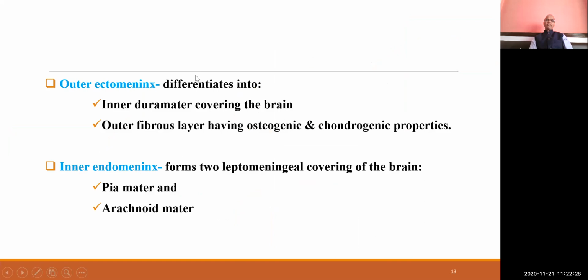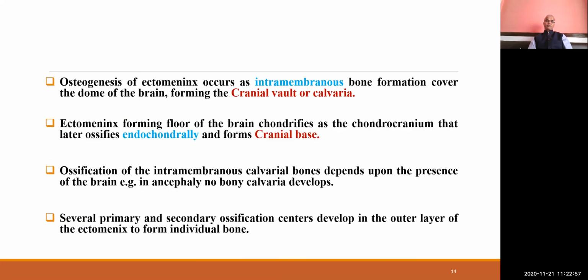So the outer ectomeninx differentiates into the inner dura mater covering the brain and an outer fibrous layer, which has osteogenic and chondrogenic properties and gives rise to the skull, the base of the cranium and the cranial wall. And the inner endomeninx forms the two leptomeningeal coverings of the brain, the inner pia mater and outer arachnoid mater. So the osteogenesis of the ectomeninx occurs as intramembranous bone formation covering the dome of the brain, forming the cranial vault or cavity.